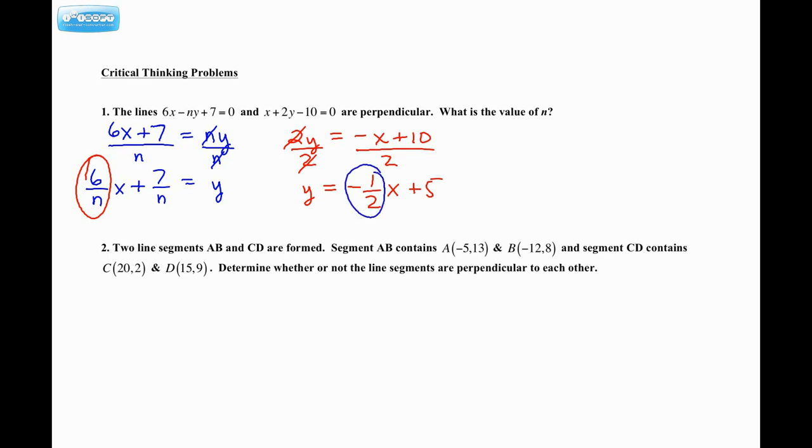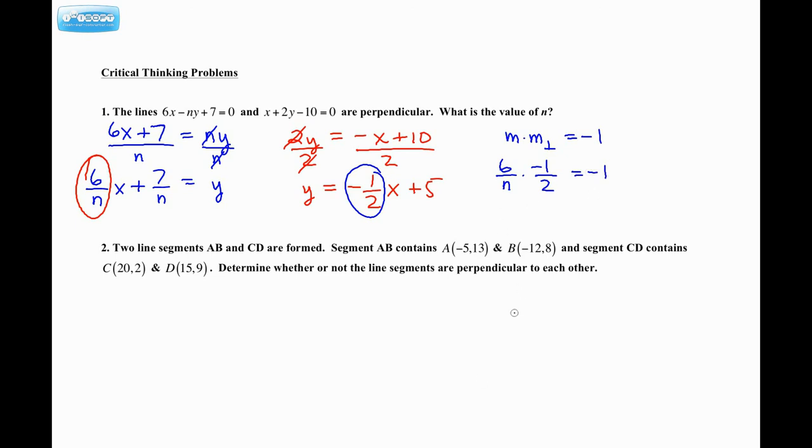So we are told already that these lines are perpendicular. So we can use the fact that if that's true, if I multiply the slopes together, I must get negative 1. I can't get anything else. If I got some other number, it means they're not perpendicular. So we're going to create an equation. So this gives me 6 over n times negative 1/2. I'm going to put the negative 1 in the numerator. That has to be negative 1. So now I have an equation.